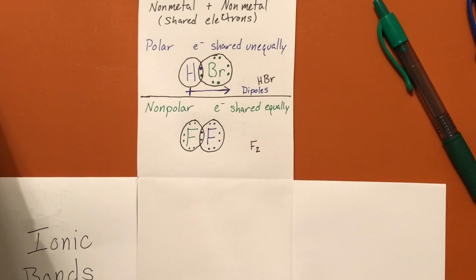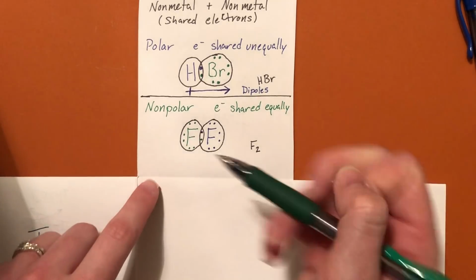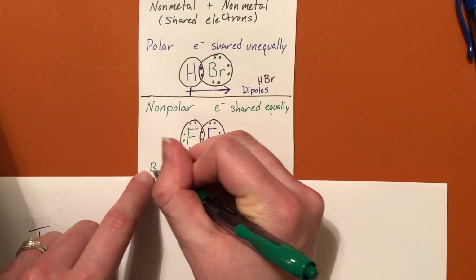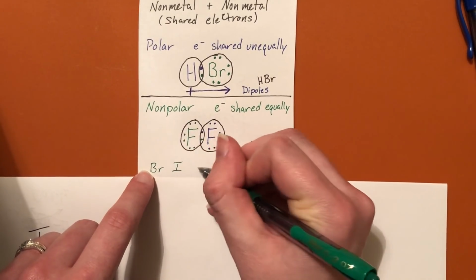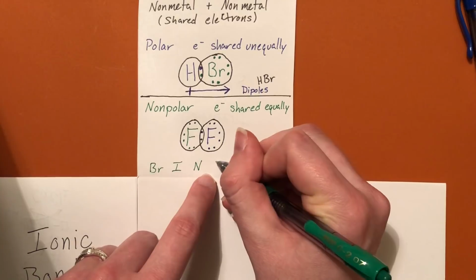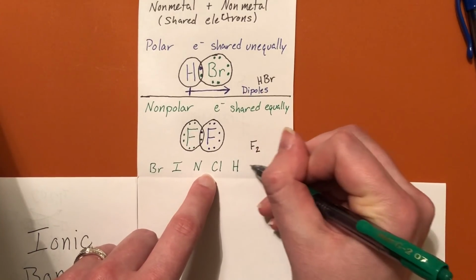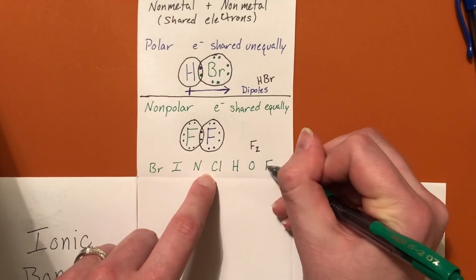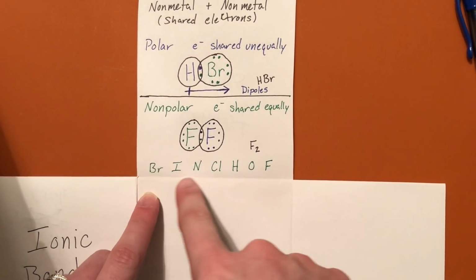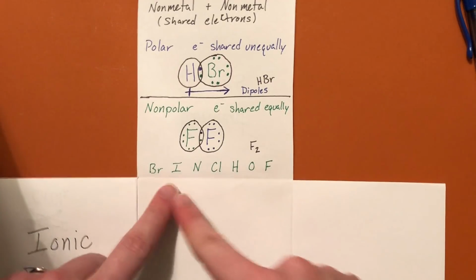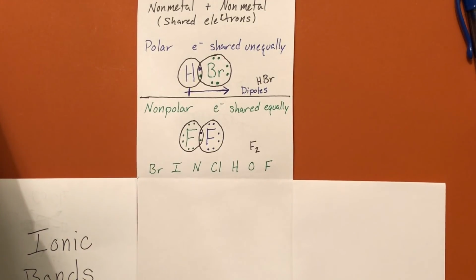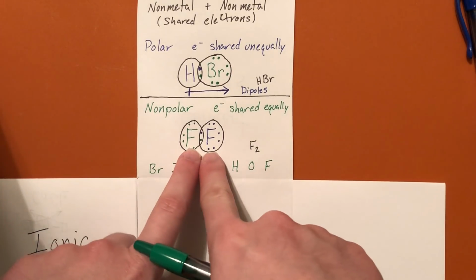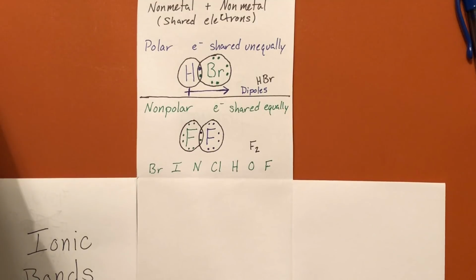Which leads me into reminding you guys about Brinkelhoff, my personal favorite. These are the different diatomic elements. So I have Br, I, N, Cl, H, O, F. These are your 7 diatomic elements, Brinkelhoff, that whenever we naturally find these elements, we are always going to find them bonded to each other, like this fluorine here.